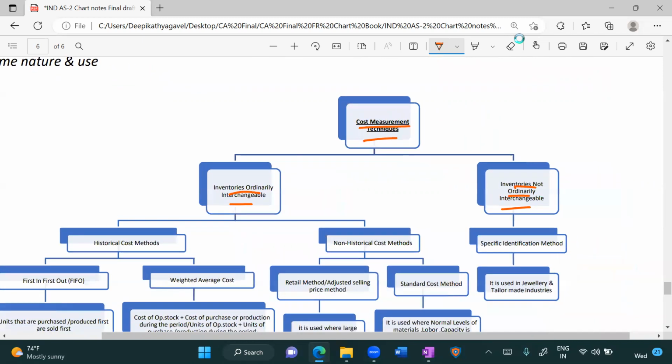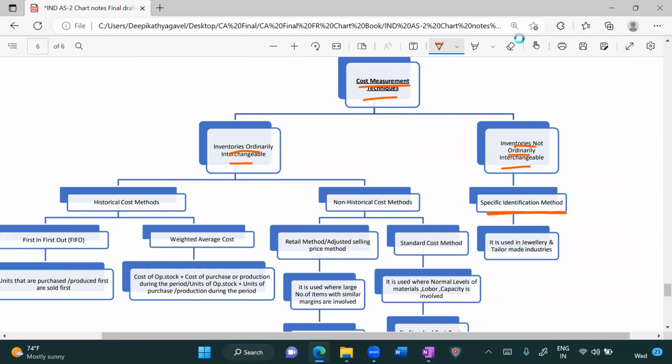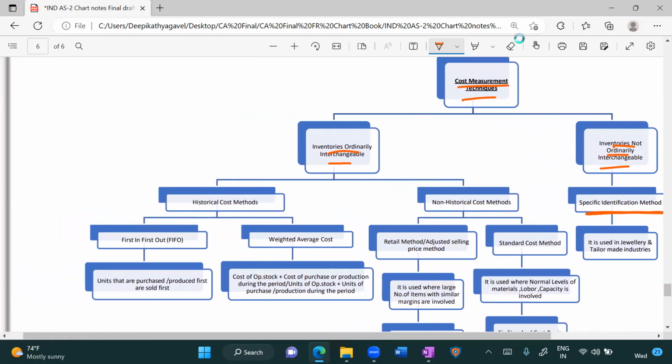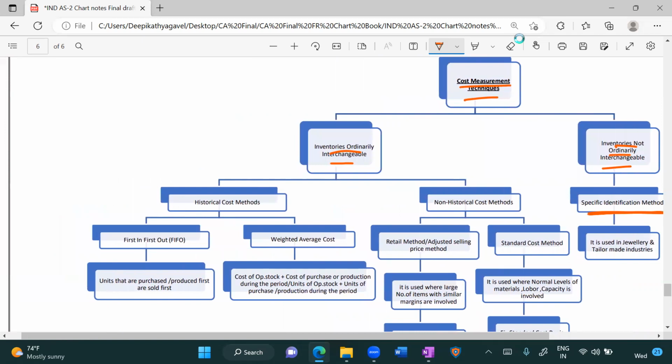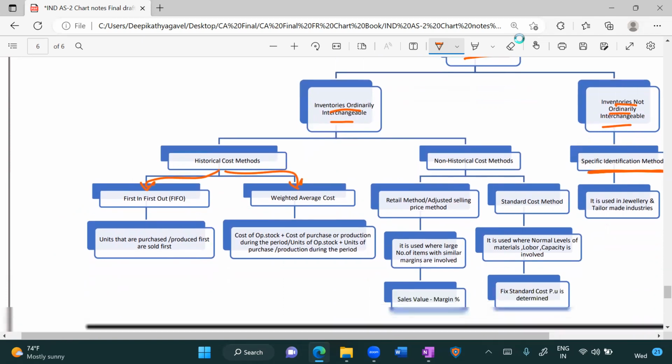So in that case, you will use the specific identification method, in case the items cannot be interchanged. For example, in jewelry or tailor-made items, you cannot interchange them, right? Because every item is unique, so you will use the specific identification method. But in case the inventories are ordinarily interchangeable, you will see whether you want to use the historical cost method. In the historical cost method, there are two options: either FIFO or weighted average.